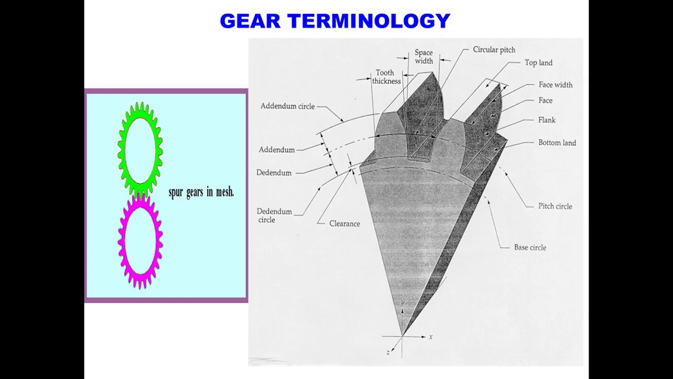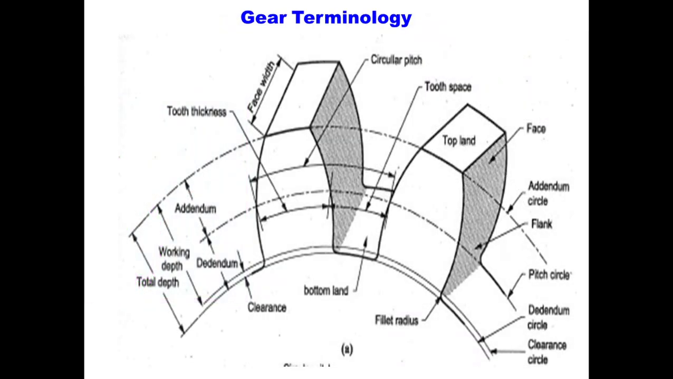This is the same thing that we discussed: flank, bottom land, pitch. Spur gearing, mesh, all the things you can see here: top land, face width, tooth thickness, addendum, the upper circle, and then the lower circle, where you have the perpendicular drawn from flank to flank. That distance is known as the dedendum. This is your working depth.